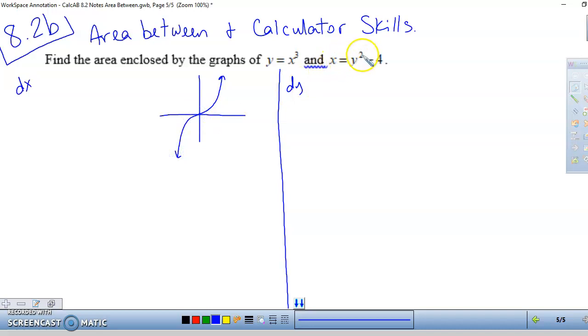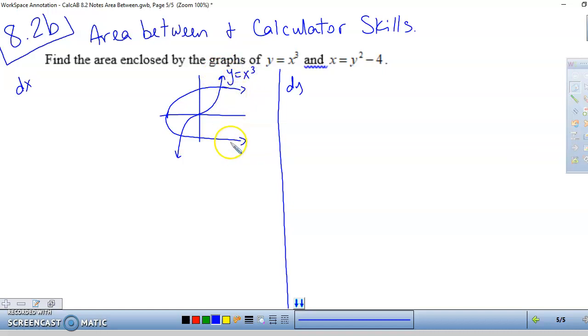And then x equals y squared minus 4. So it's a parabola facing sideways, opening to the right. And then we're starting at -4. So we're over here. And then we have a parabola going this direction. Okay, so if I was going to do it with respect to x, I have the y equals x to the third, which is good.